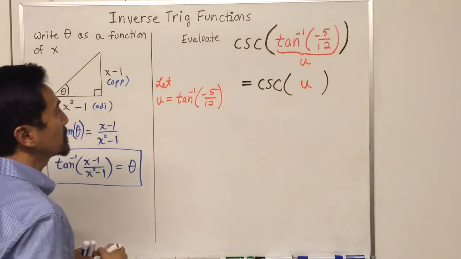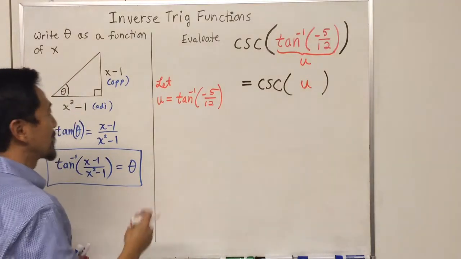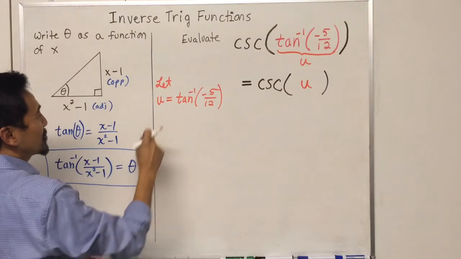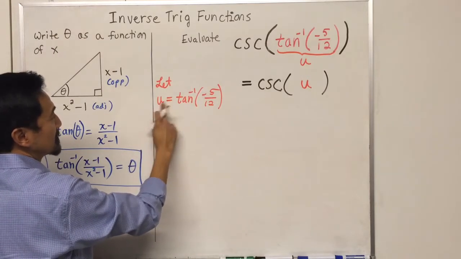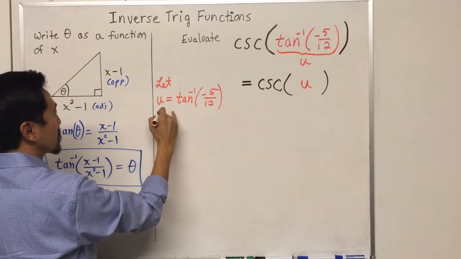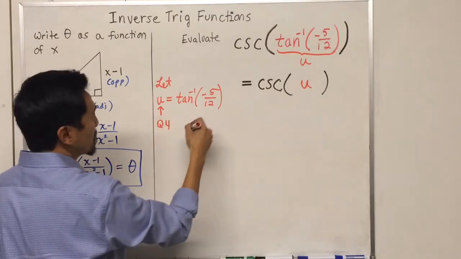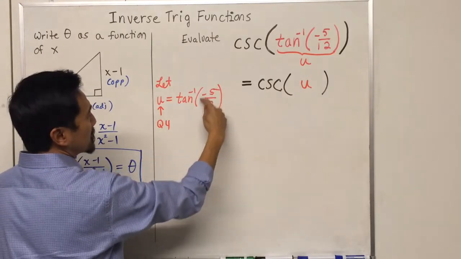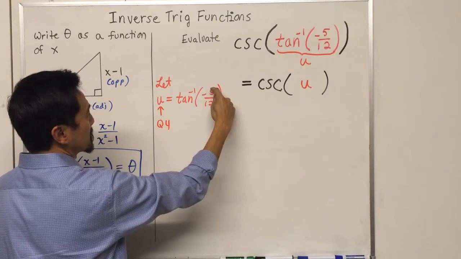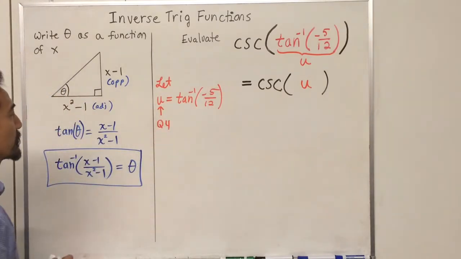Right? So what do we know about u? All right, so u is an angle in quadrant 4. Remember, we learned in class that if you take the inverse tangent function and you plug in a negative number into it, you're going to get an angle in quadrant 4, okay? A radian angle in quadrant 4.